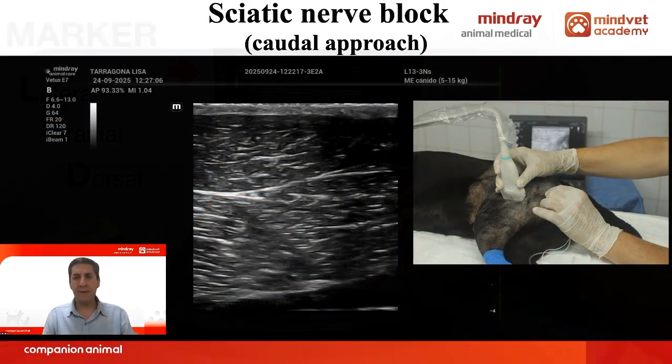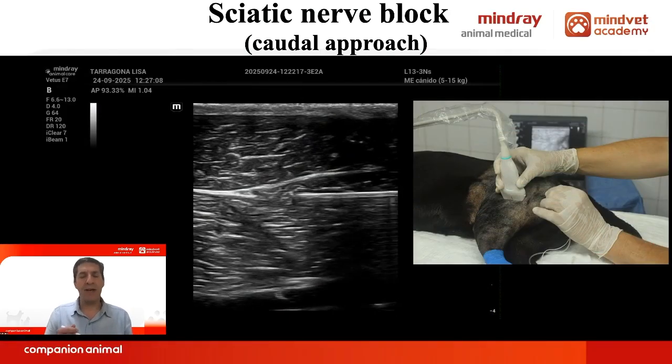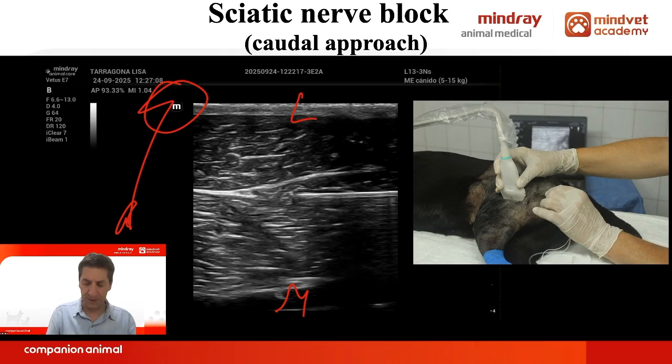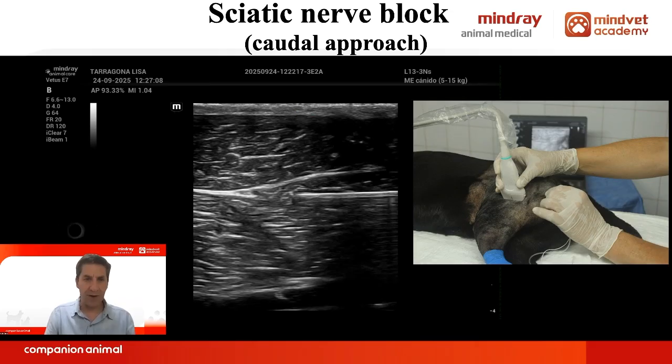Here you can see we are making a scan of the lateral aspect of the leg. So this is lateral, this is medial, and this can be cranial or caudal. But because we follow the rules, this is cranial. Okay? Perfect. Cranial.